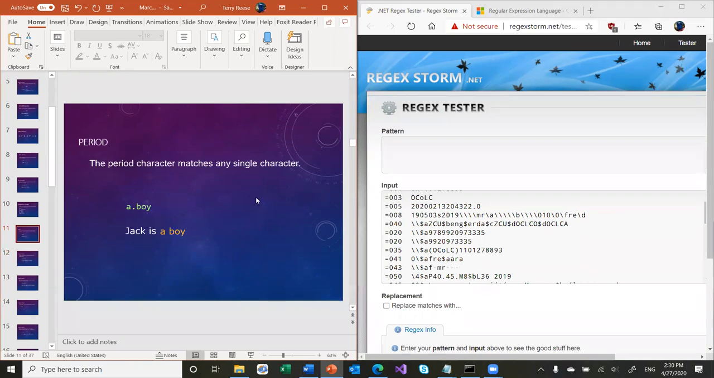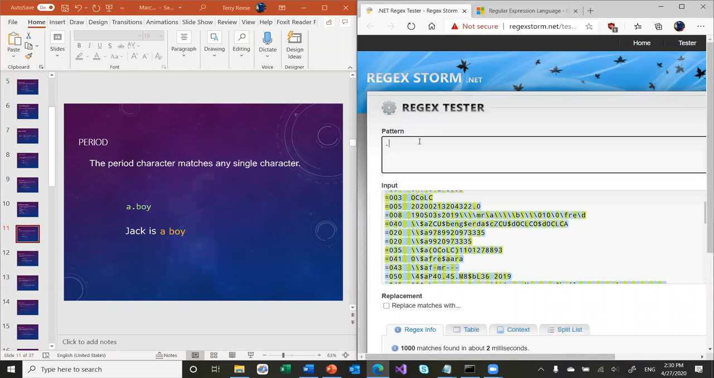Period is a special character in regular expressions. It doesn't stand for a period. A period matches any character. So if I want to catch something like OC period LC, that period stands for anything. So it's going to match OCOLC, OCALC. So that period is a special character.